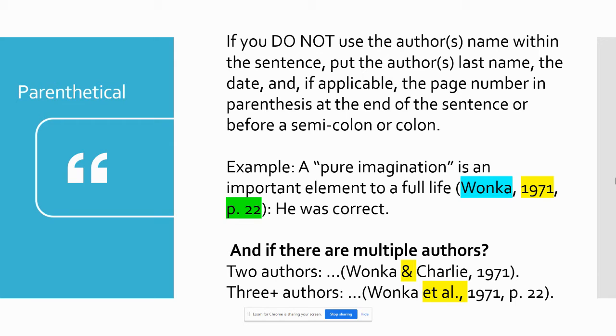What if there are multiple authors? For two authors, use an and sign between the authors instead of spelling out the word and. Follow with a comma and the date, comma, the page number, if applicable. For three or more authors, write the last name of the first author listed and then the phrase et al. Period.